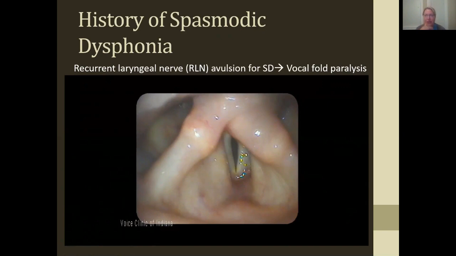And in some of these cases, we can go back in, we can actually inject filler substance, or we can put a medialization implant into the paralyzed side, which does close the gap and makes the voice stronger. But what we found over time is as the nerve reinnervates, a lot of times the spasms come back again. And as we close the gap, a lot of times we hear the spasms coming back. So this has become less than an ideal treatment over time.